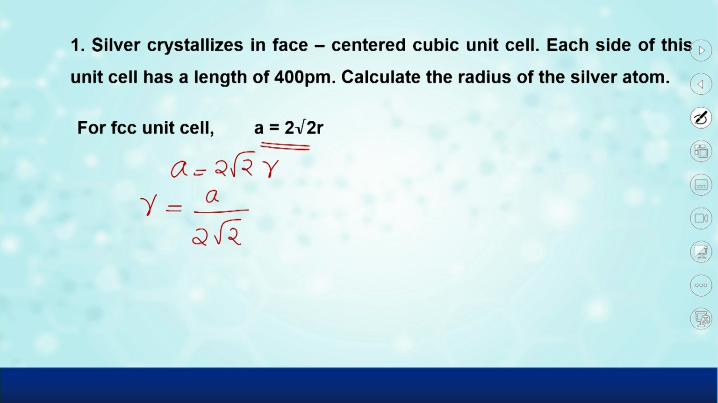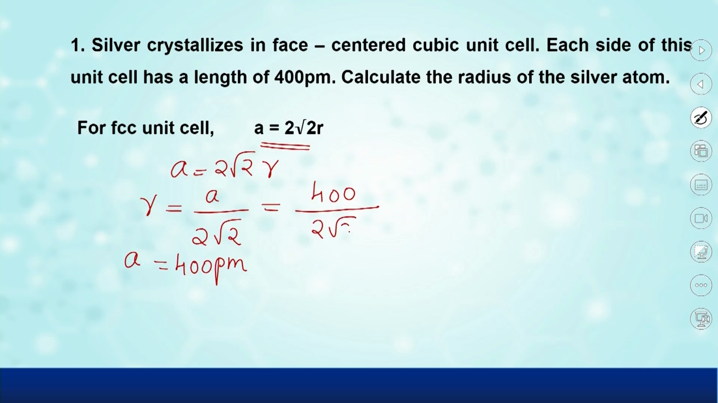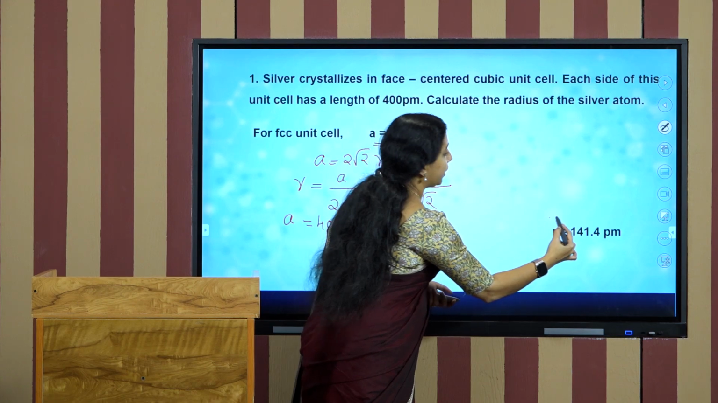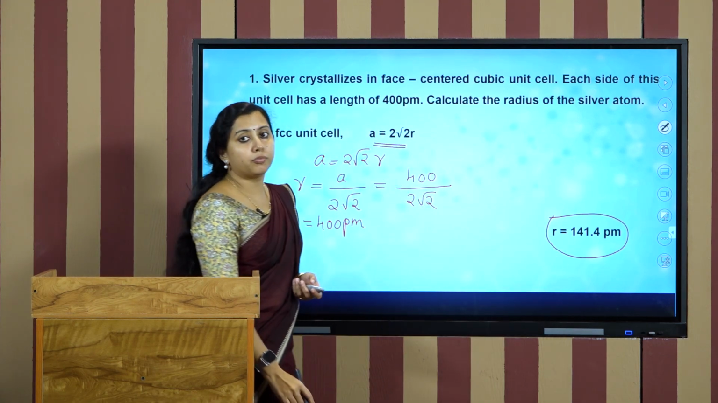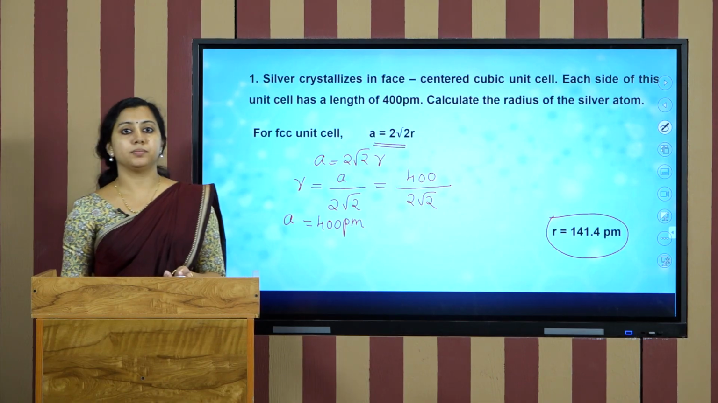We have given the unit cell length, that is a is equal to 400 picometers. So, r will be equal to 400 divided by 2 root 2, and that will give the value of r as 141.4 picometers.